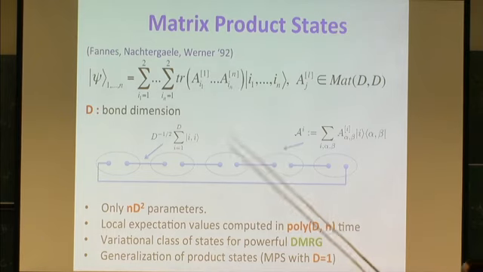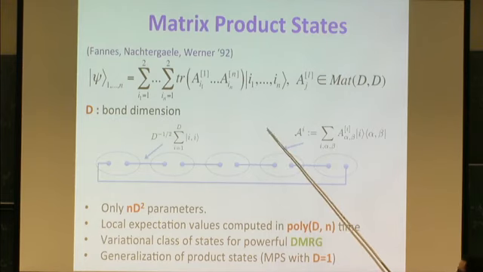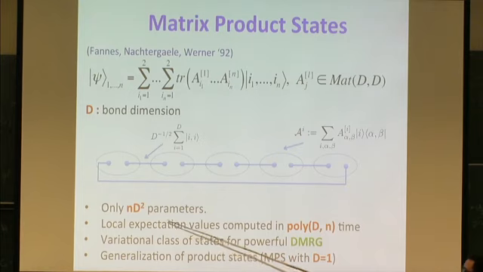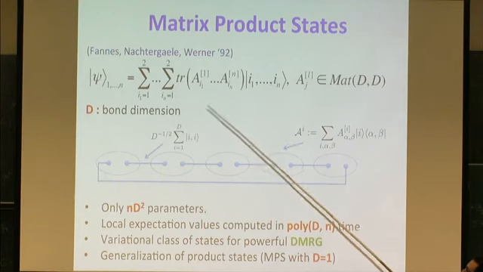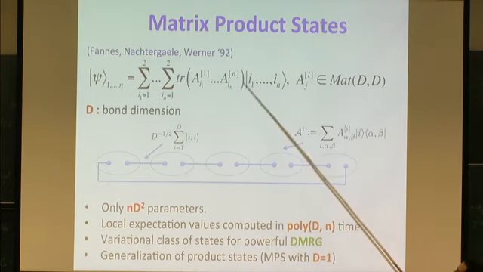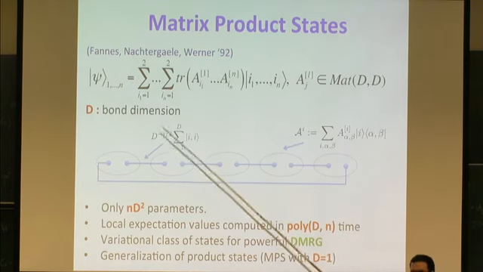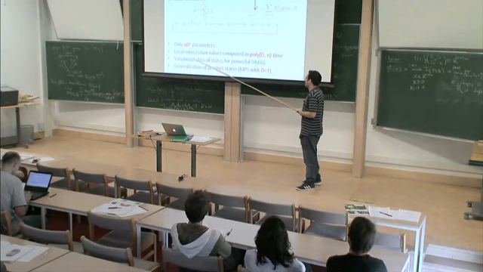So why is this an interesting thing? Why is it useful when we can write a state in this form? Because first, we can describe the state with just a few parameters, right? If you want to describe a general quantum state, we need exponentially many parameters in the number of spins. Here, if we just count how many matrices we need, we can describe n spins with n d squared parameters.